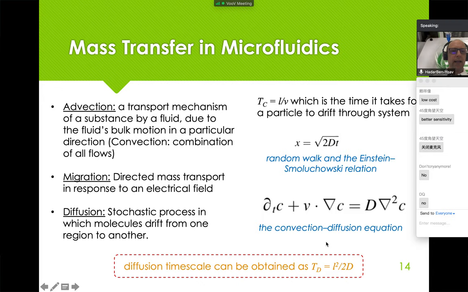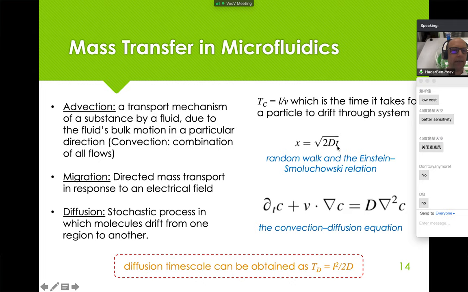Then we combine, and here we're going to address only diffusion and advection. We can get the convection-diffusion equation. So it's Fick's law together with convection, and C is the concentration of the particles. V is the velocity of the solution. D is the diffusion coefficient. And this is the derivative over time.